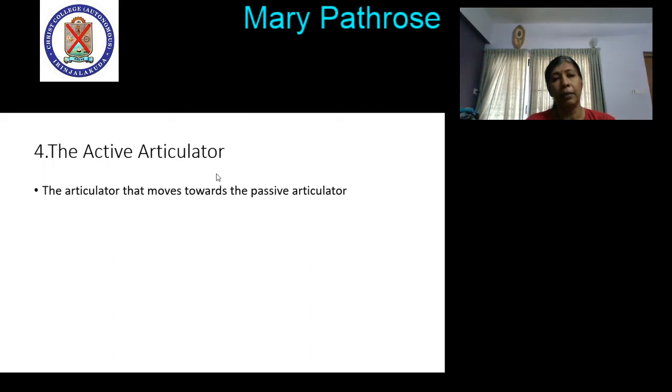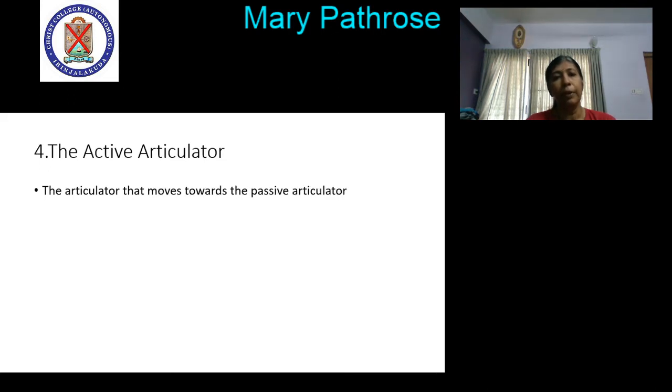The active articulator. In order to produce any speech sound, we require 2 articulators, the active articulator and the passive articulator. Of these 2 articulators, one moves during the production of speech. The articulator that moves is referred to as the active articulator, whereas the articulator that remains passive is termed the passive articulator. So during the production of any speech sound in RP, the active articulator moves towards the direction of the passive articulator.